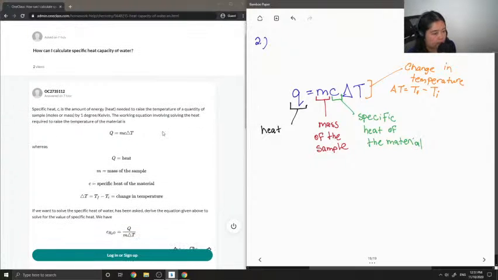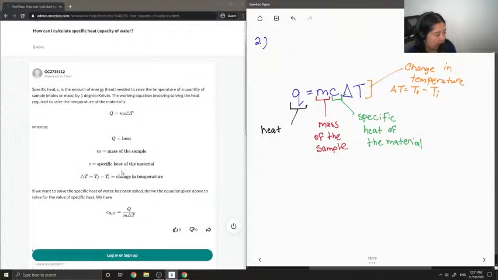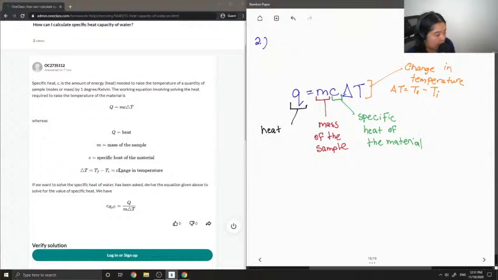Okay, so let's see what the junior tutor said. Specific heat, C, is the amount of energy or heat needed to raise the temperature of a quantity of sample, moles or mass, by 1 degree. The working equation for solving the heat required to raise the temperature of the material is Q equals mc delta T. Q is heat, m is the mass of the sample, C is the specific heat of the material, and delta T is T final minus T initial.